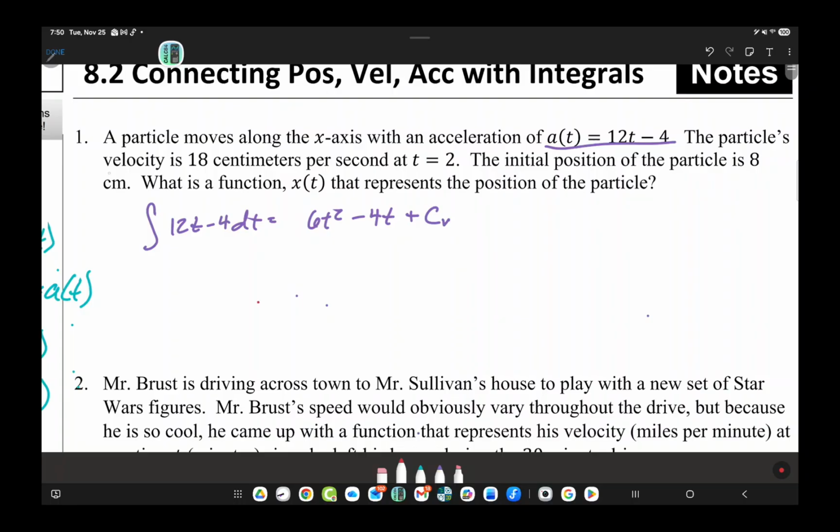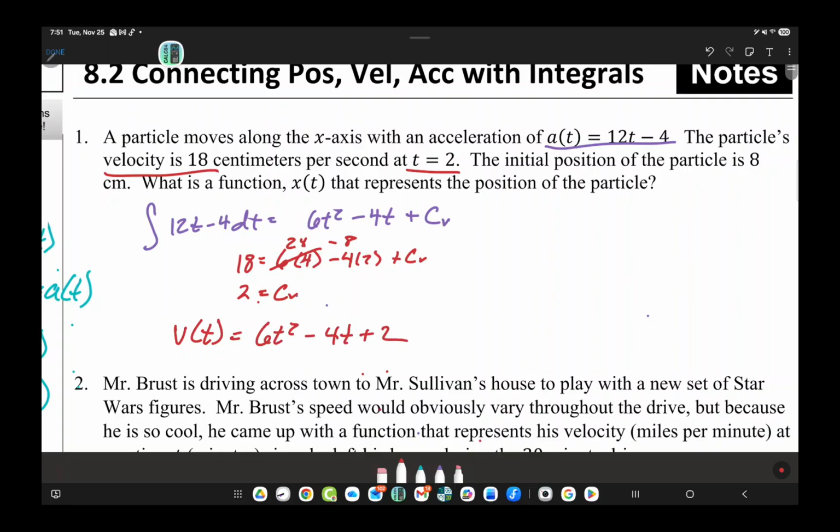Now, because we know the velocity is 18 when t is 2, that means that 18 is equal to 6 times 4, minus 4 times 2, plus whatever your constant is. Now that gives you 24 minus 8, which is 16. 18 minus 16 gives you 2 is equal to that constant. So velocity is equal to 6t squared minus 4t plus 2.